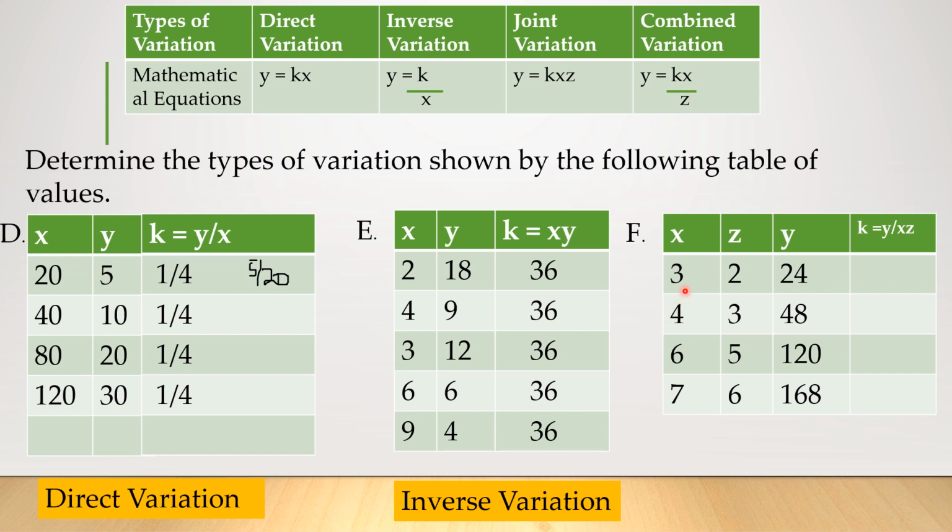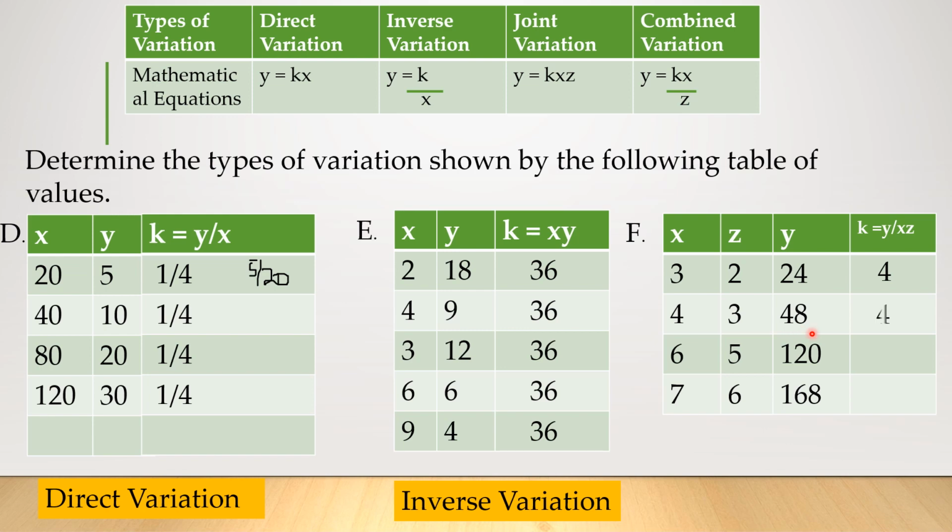Now here, to solve for k in joint variation is simply k is equal to y divided by x times z. So 24 divided by the product of 3 times 2, which is 6. 24 divided by 6, that is 4. Then 48 divided by 4 times 3, which is 12.